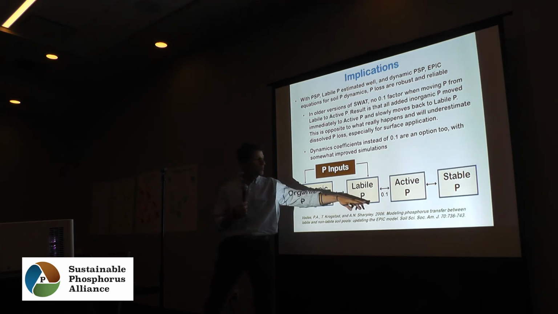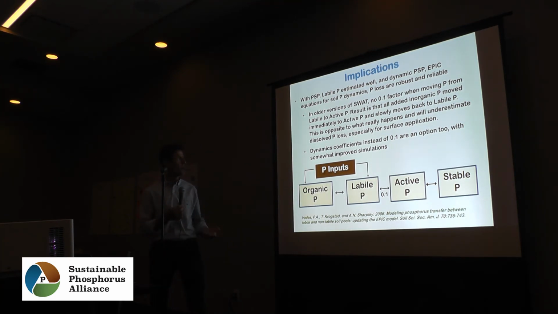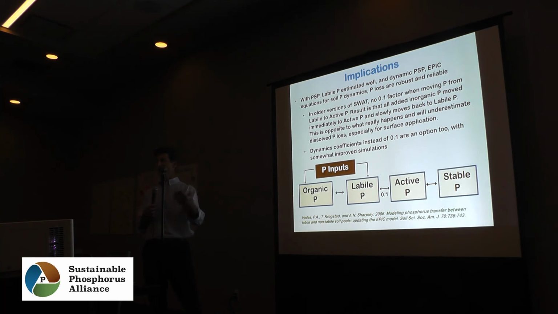So this 0.1, moving 1/10 of that imbalance for the day, we find that works really well. We've got a paper here that looked at making that 0.1 a little more dynamic based on how many days after application it's been, and you can get some improvements in soil P dynamic simulations, but nothing that's earth-shattering enough to want to not use the 0.1.